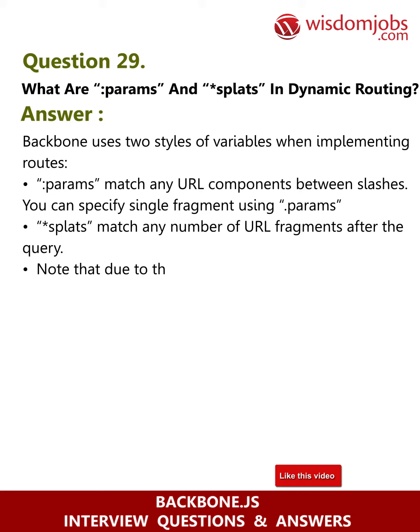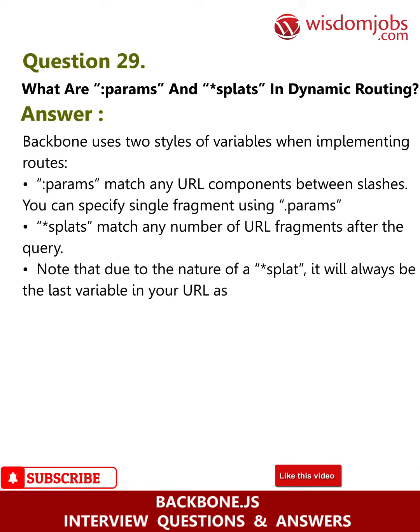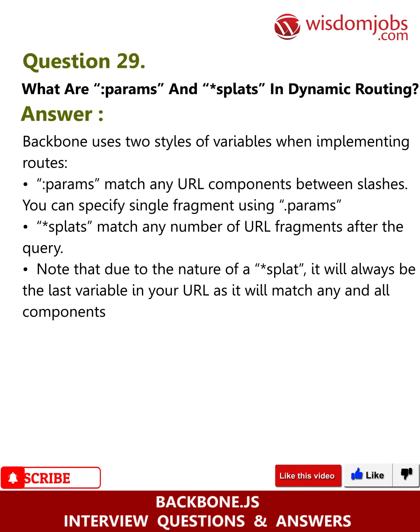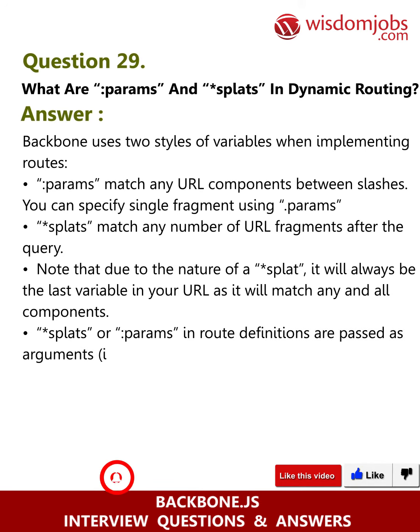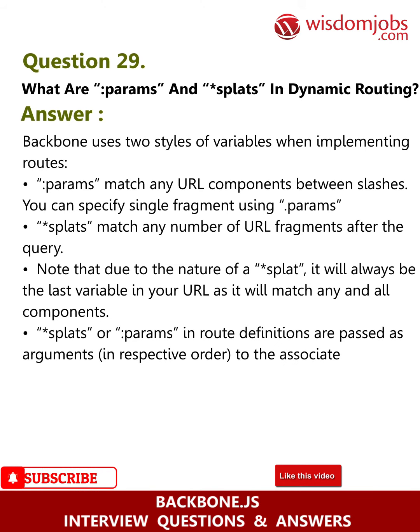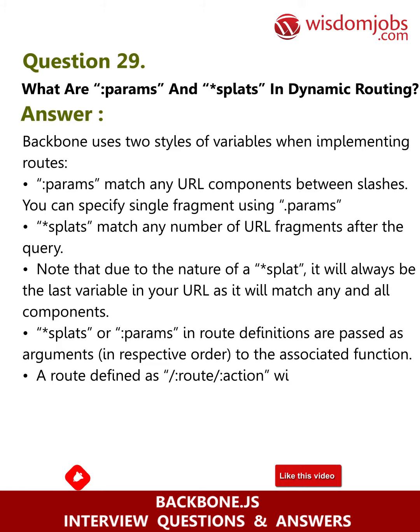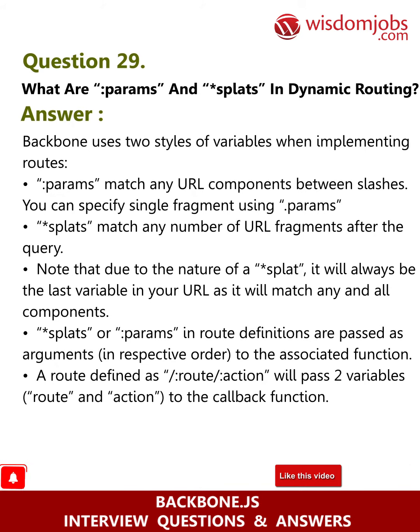Note that due to the nature of a splat, it will always be the last variable in your URL as it will match any and all components. Splats or params in route definitions are passed as arguments in respective order to the associated function. A route defined as /:route/:action will pass two variables, route and action, to the callback function.